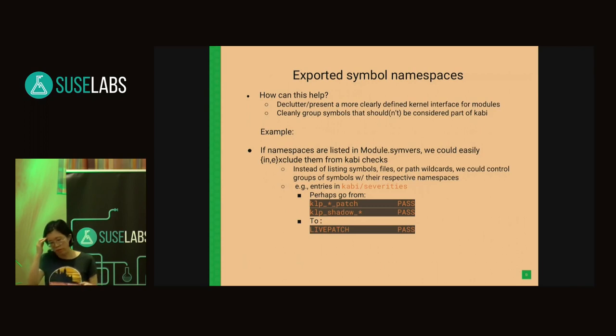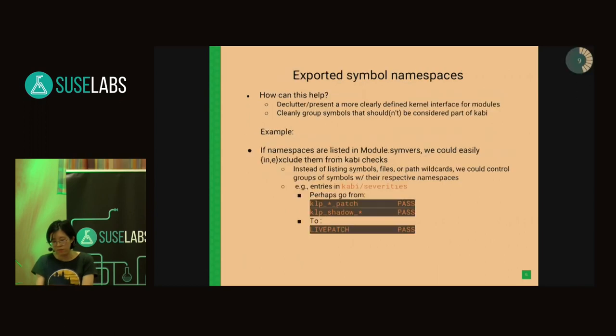So instead of, and I think everybody in this room is familiar with the severities file, instead of listing symbols or listing files or path wildcards, we could easily just control groups of symbols with their respective namespaces. So for example, we have this entry in the severities file that refers to live patching symbols. So we list wildcards of what symbols should be excluded or be exceptions to the KABI checks. We could just go from listing them into just specifying what namespace to exclude symbols from the ABI checks. So I think that would be a pretty cool improvement to our process.